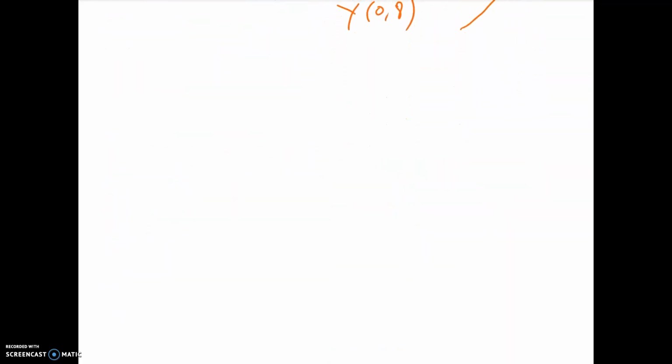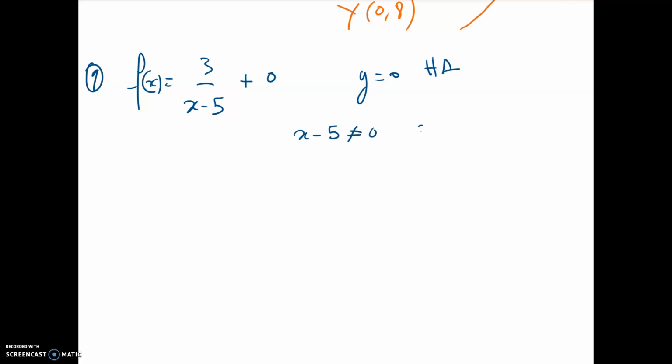Problem number 9. All right, so in this problem number 9, what are we dealing with? Give the equation of any vertical, horizontal, or oblique asymptote. So when we have f of x equal 3 over x minus 5, we can naturally put plus 0. So that implies that y equals 0 is a horizontal asymptote. And because x minus 5 cannot be equal to 0, x cannot be equal to 5, and that implies that x equals 5 will be the vertical asymptote. There is no oblique asymptote in that case.